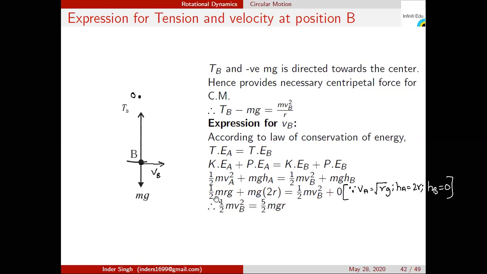Then this is mgr, this is mgr. Again, this 2 plus half is 5 by 2, so this is 5 by 2 mgr, and this is half mvb square. So half mvb square is nothing but 5 by 2 mgr. The halves get cancelled, and what we are getting is vb is nothing but under root of 5 rg. So this is an expression for velocity at bottom position.